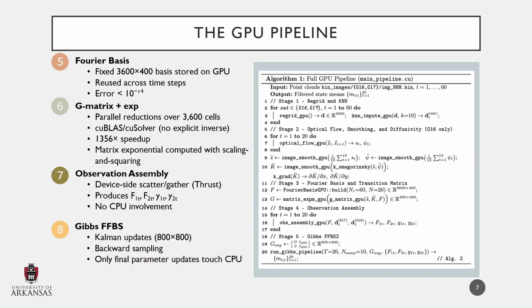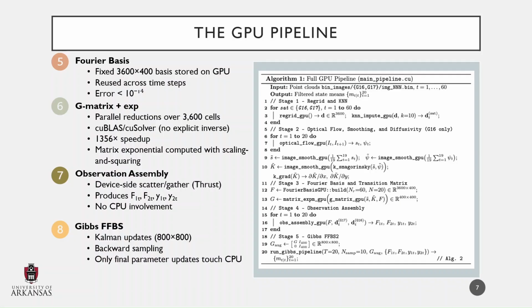Stage 5 is the Fourier basis. We pre-compute and store the fixed 3600 by 400 basis matrix on the GPU at initial time, then reuse it across all time steps. This avoids redundant computation and the basis never leaves the device. Error is below 10 to the negative 14th.